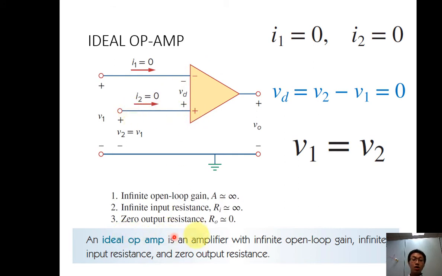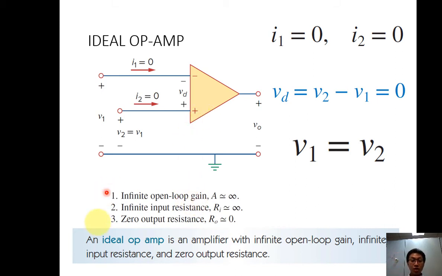And then zero output resistance. This one will be zero output resistance, no voltage drop inside here. These are the three conditions. So an ideal op amp is an amplifier. We amplify something with an infinite open loop gain, infinite input resistance, and zero output resistance. This is an ideal op amp by itself. We have not yet considered the outside connection. When there's an outside connection, with other circuit elements connected, then it becomes a different gain.